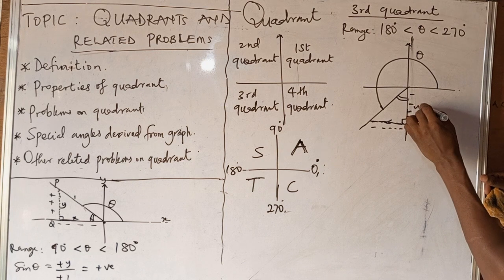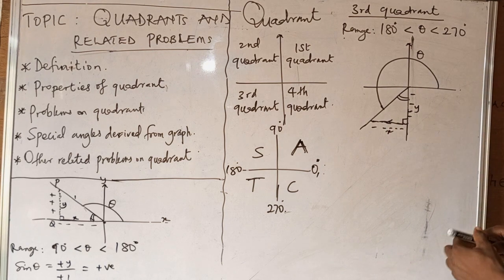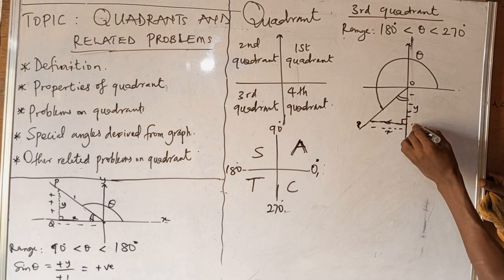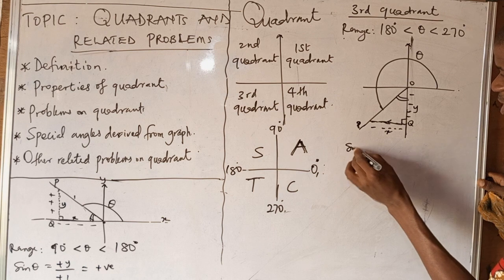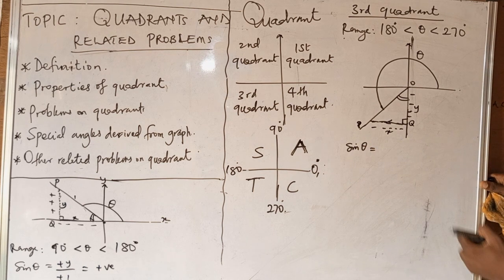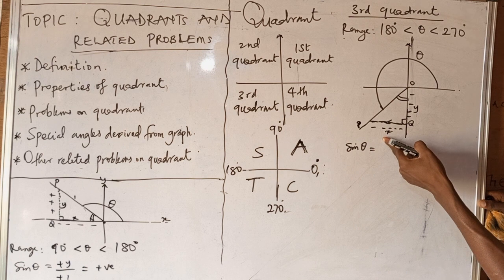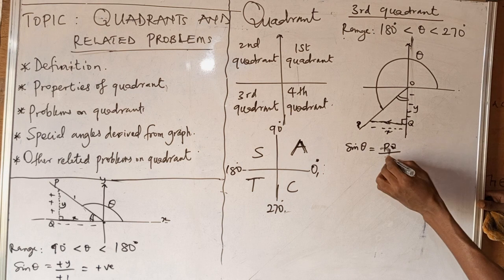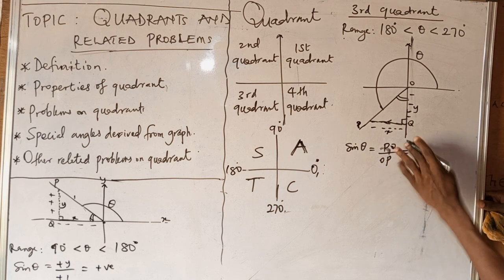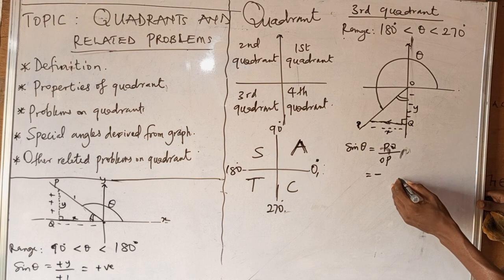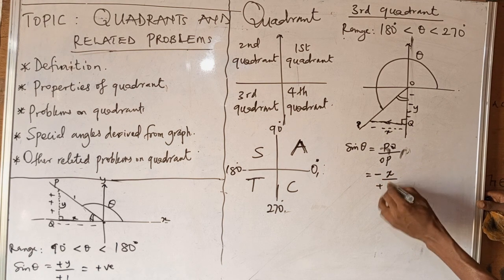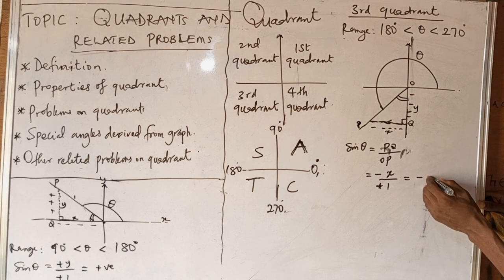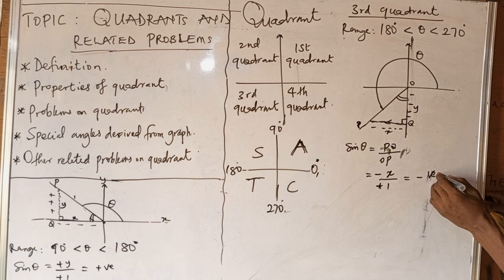So if this is still my y and this is still my x, let's say this is OP. Here our P is the unit point and this is Q. So I have sine theta equals opposite over hypotenuse. That's PQ over OP, which equals minus x over plus 1. Remember I said the hypotenuse is always taken as 1. And that gives us what? Minus, will give us negative.